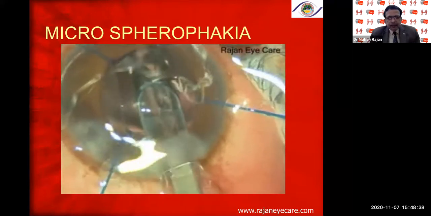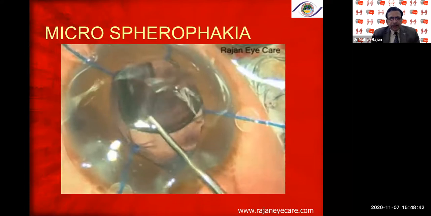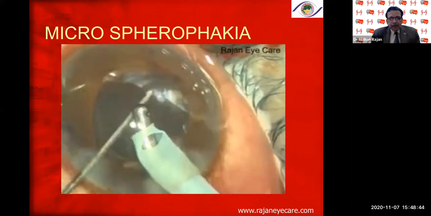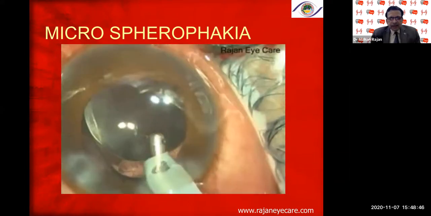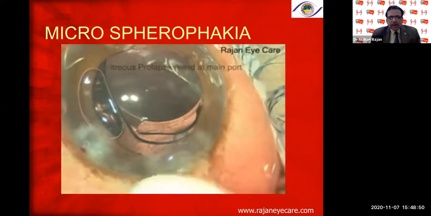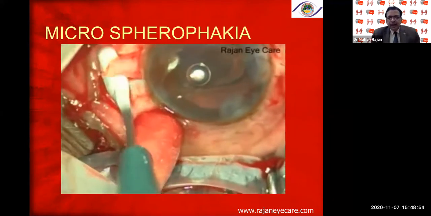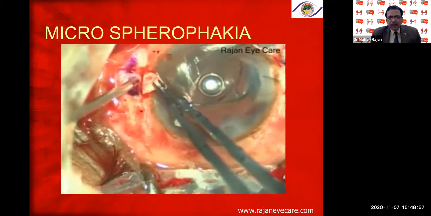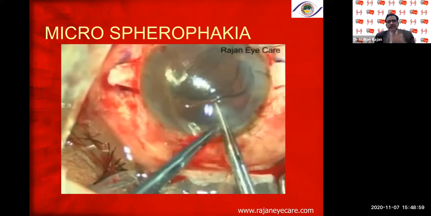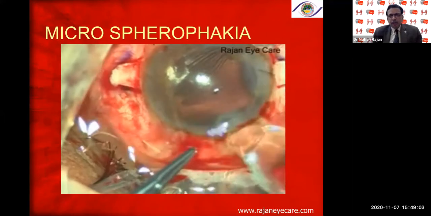Then I went ahead and put a single piece lens into the bag, thinking that this patient would do well. As I'm putting this single piece lens and trying to do the cortex removal and viscoelastic removal, you can see that the whole lens starts decentering. And the vitreous also starts coming out. Now I have a CTR in place. I have the single piece lens also.